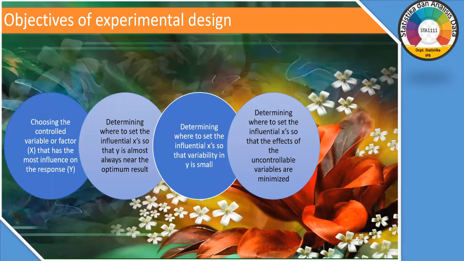Okay, the third one is to determine where to set the influential X so that the variability in Y is small. Another objective is this: we always want to have Y as stable as possible, so that by conducting an experiment, we can determine the X that gives the smallest variability in Y, right? It means we can determine the X, or the value of the X itself, to have the most stable Y, or most stable response variable.